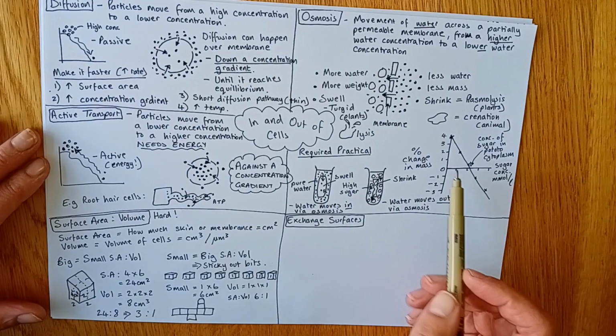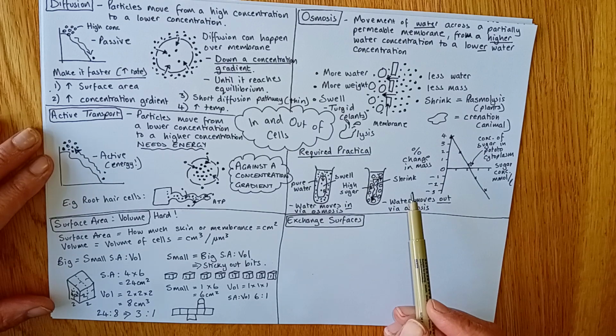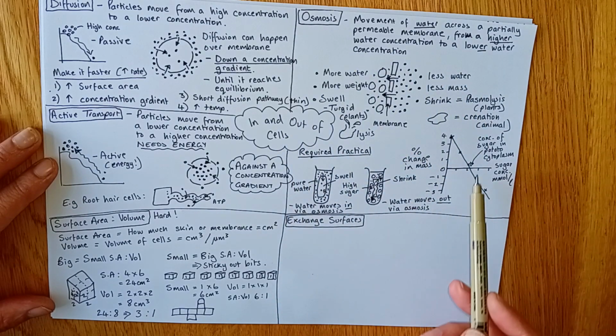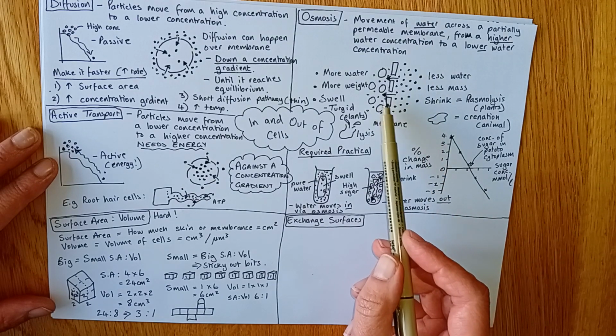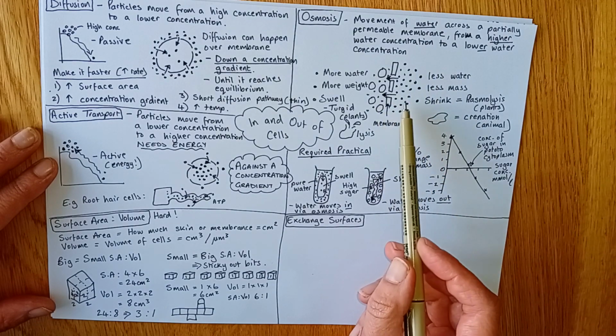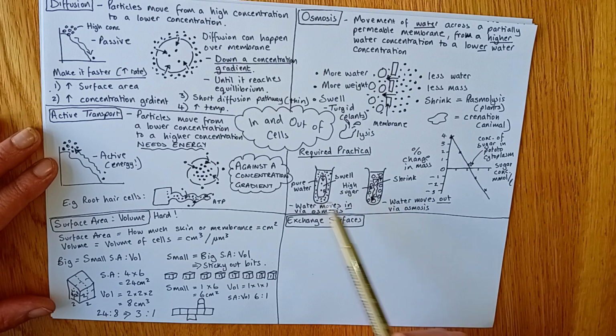All right, so lots of hard stuff here. Right, and this is what you're most likely to get asked questions on. Osmosis, which is just water, not the sugar. The sugar can't fit through the gaps. And the water moving, changing the size and therefore the weight of cells.